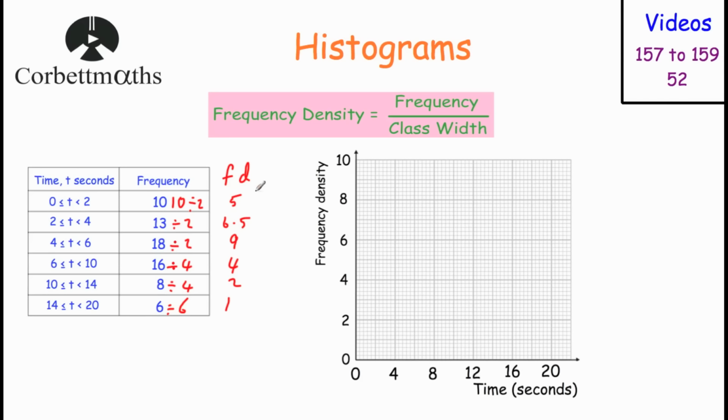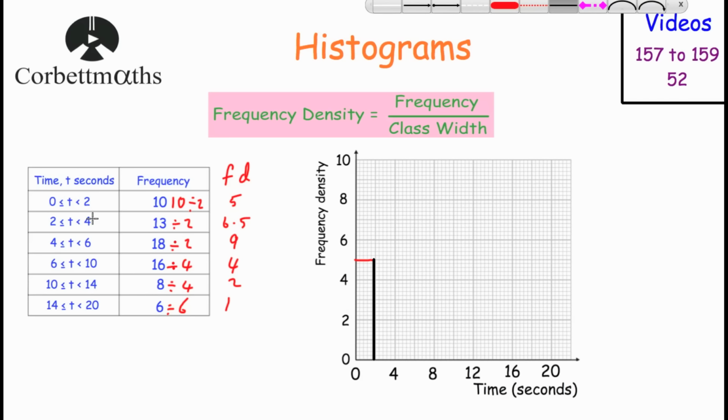So we've got our frequency densities. Now we're going to draw a histogram. We're going to draw bars for each of our groups. Our first group is from 0 to 2, so we're going to do a bar going from 0 to 2 and having a frequency density of 5. So it's going to go up to 5. With a ruler and a pencil, you'd draw a line from 5 across, then you draw down and you draw your bar like so. So that is your bar going from 0 to 2 with a frequency density of 5.